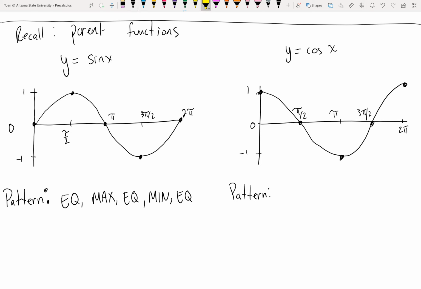Similarly, for cosine, what is the pattern for cosine? It starts off at a maximum, goes down to an equilibrium, minimum, equilibrium, maximum. So that's the pattern that goes through my mind. Maximum, equilibrium, minimum, equilibrium, maximum.